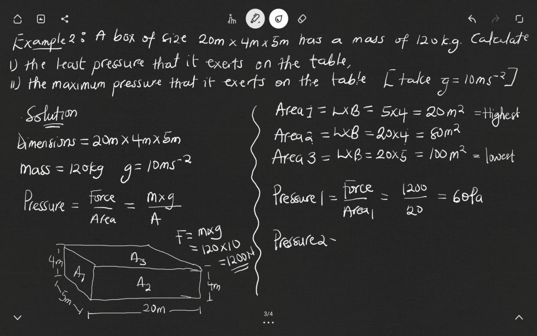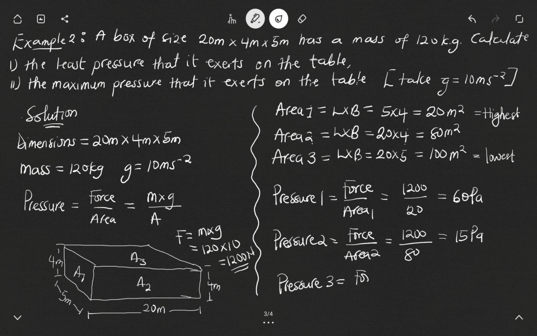So pressure 2, we have force over area 2. Now our force is still the same, 1200 newtons, on our area 2, which over here is 80. 1200 divided by 80 will give us 15, so our answer is 15 pascal. Now let's calculate the pressure 3.